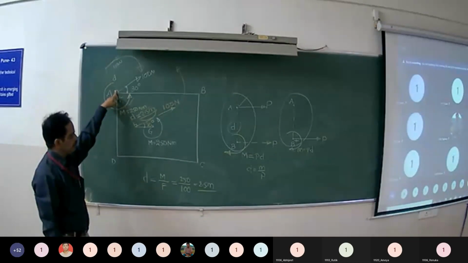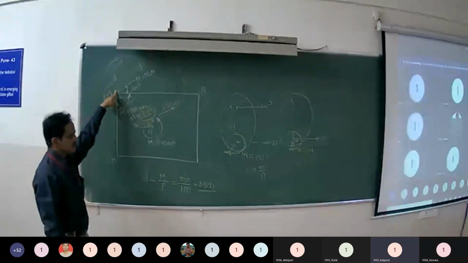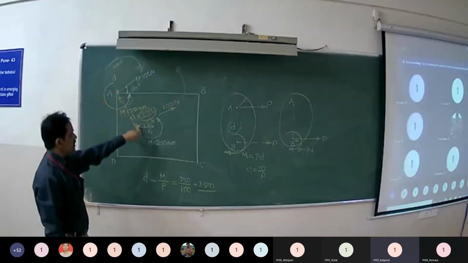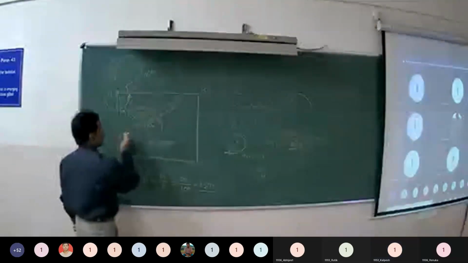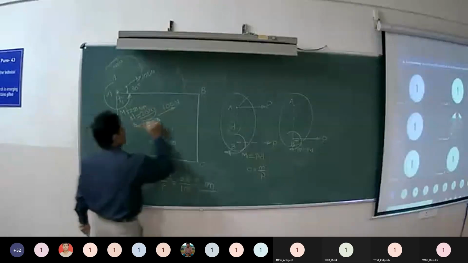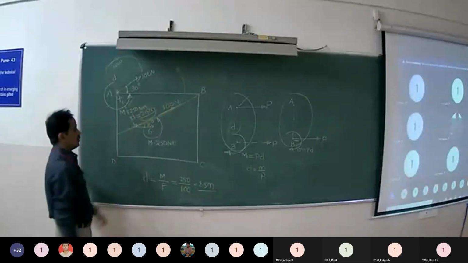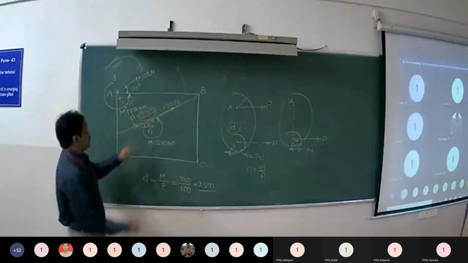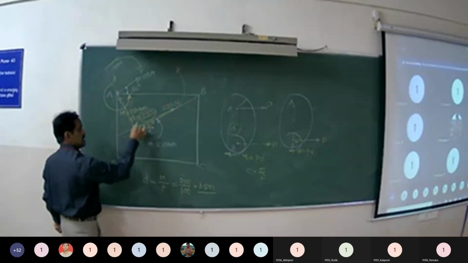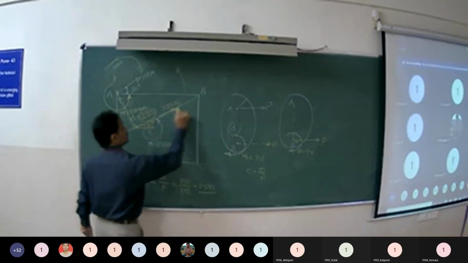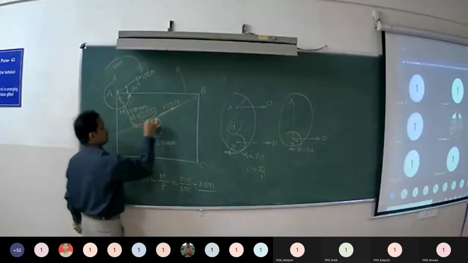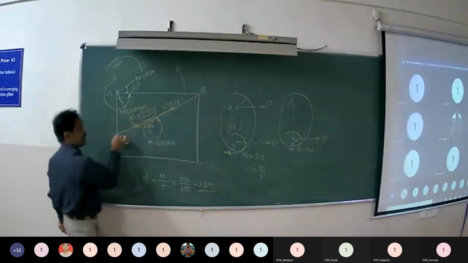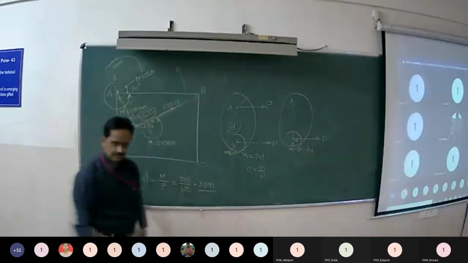Understood? So the point should be on the body, no? Sorry? The point should be on the body. It has to be on the body. This force, 100 Newton, must act anywhere along the line of action of this force, but on the body. Only thing we are saying is the perpendicular distance is 2.5 meters. This is the line of action. So that force can act at any point on the line of action, but within the body.